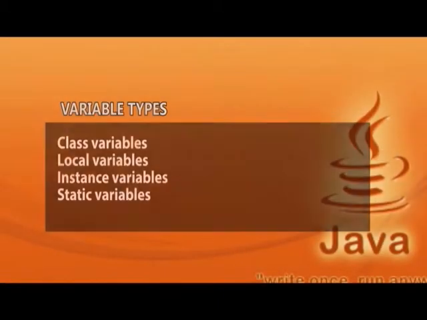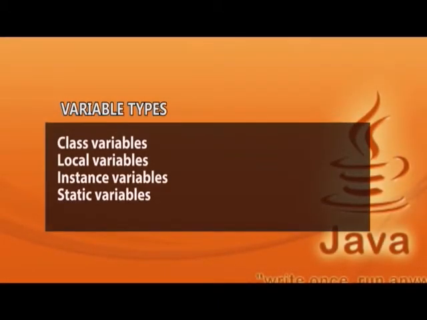Variables are used to store and manipulate data or values in programs. A variable is the name that refers to a memory location where some data value is stored. The types of variables in Java programming include class variables, local variables, instance variables, and static variables.